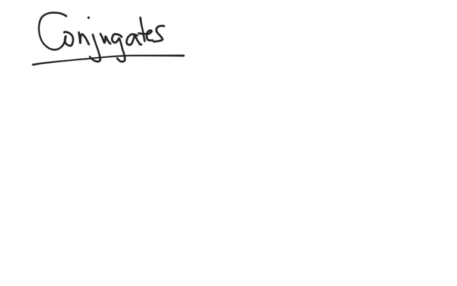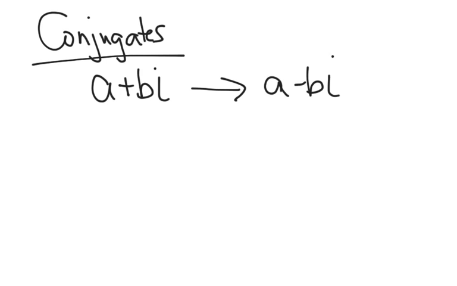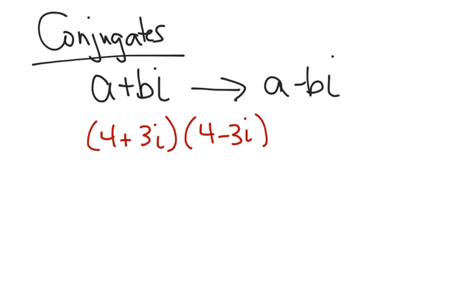Just like with imaginary numbers, radicals have something called a conjugate. Let's do a review of the imaginary numbers. A plus bi, its conjugate was a minus bi. So if I had 4 plus 3i, and I multiplied it with its conjugate, 4 minus 3i, we found out that the answer was a real number. We got 16 minus 12i.